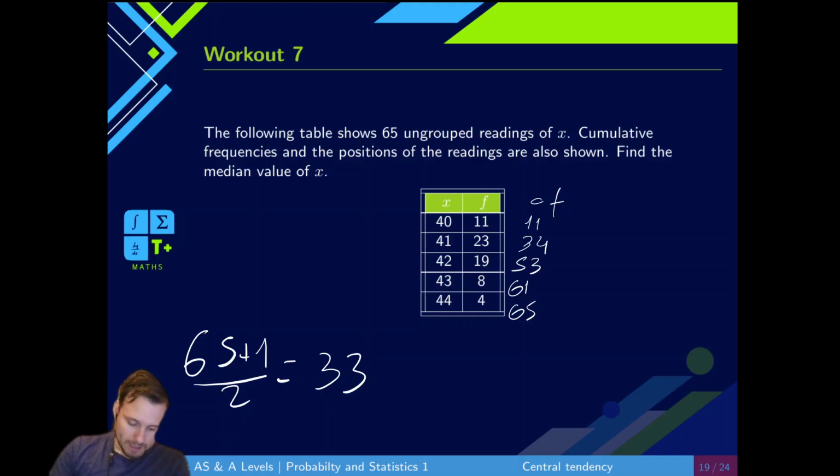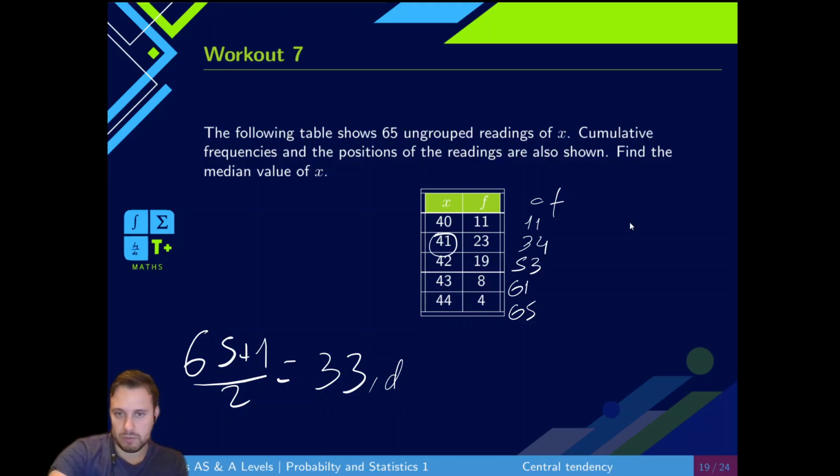Well, we know from the cumulative frequency table that the first 11 values are 40s. It's going to be 40, 40, 40, 40, 40, and so on. Now, from the 12th up to the 34th value is going to be all 41s. That means that the 33rd value is a 41. Hence, the median is 41, because the value is going to be at the 33rd position.